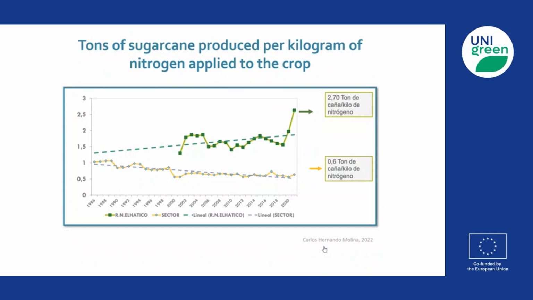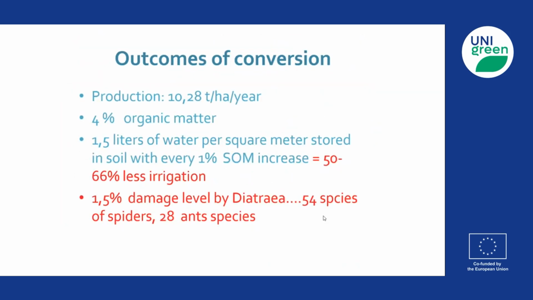They have conventional neighbors. So here you can see that they obtain 2.7 tons of sugarcane per kilogram of nitrogen that they are adding with the green manure. Compared with the conventional farm, they obtain only 0.6 tons of sugarcane per kilo of nitrogen chemical fertilizer. So they are much more efficient in the tons of sugarcane produced per kilogram of nitrogen. Okay, so we need to do this kind of research to demonstrate to others that they are losing money. It's very expensive at the same time, but you need to have the time to decide and the knowledge of what kind of cover crop to use.